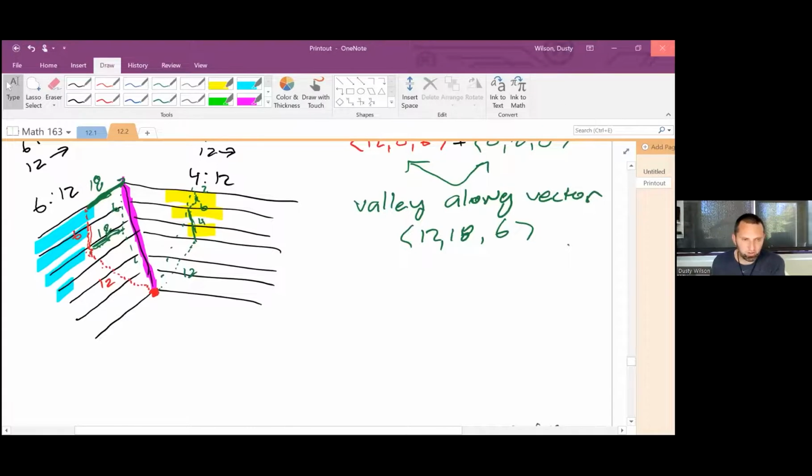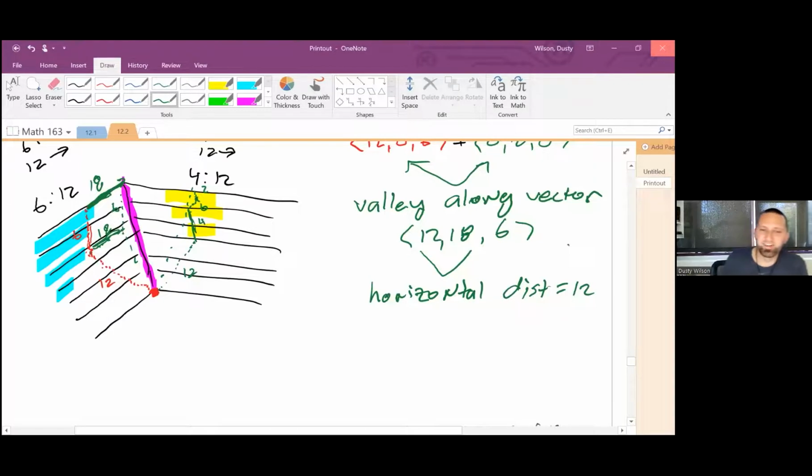But it's kind of a special unit vector. What we want to figure out is we want to make sure that we want the horizontal distance to equal 12. Okay, and so it's not quite a full-on unit vector here. We got to do something a little bit modified. So we got to say, how far have we gone in the horizontal distance, like along the flat part?